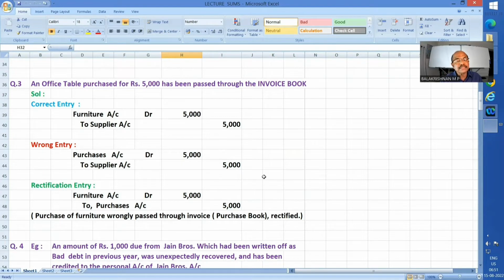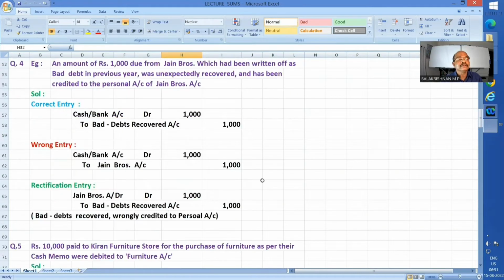Unnecessarily purchase has been debited, so have it credited and nullified, and furniture is pending a proper debit. So the rectification entry will be furniture account debtor to purchase account, and our narration will be purchase of furniture wrongly passed through invoice or purchase book rectified. Okay. Now question number 4.